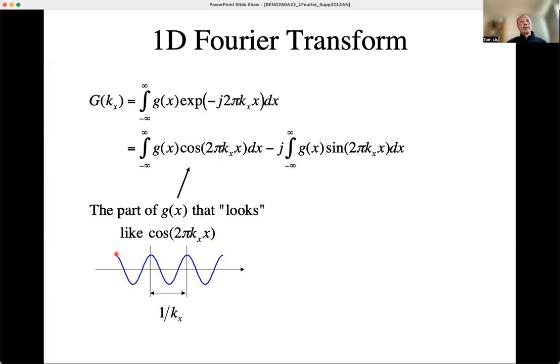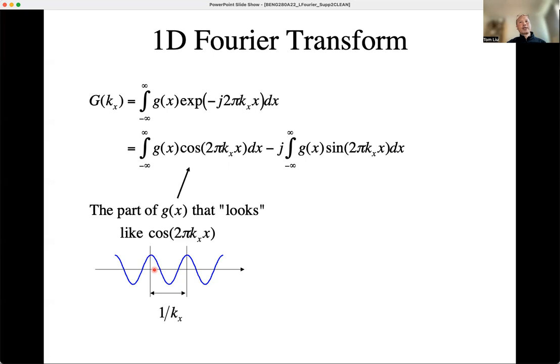Some things to cover even at this early stage: cosine 2 pi kx x looks like this. And if kx is the spatial frequency, then 1 over kx represents the distance or the period between the peaks. So the period of anything of this form, 2 pi kx x, is just 1 over kx. If our function looks a lot like a cosine, then this term will tend to be big. Now the cosine obviously has its peak at 0 and periods of that.